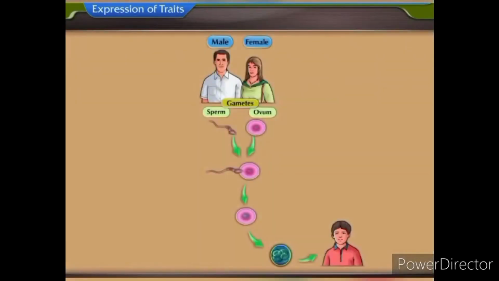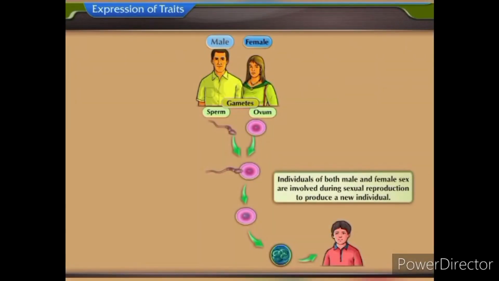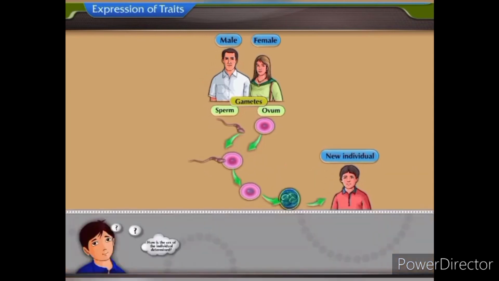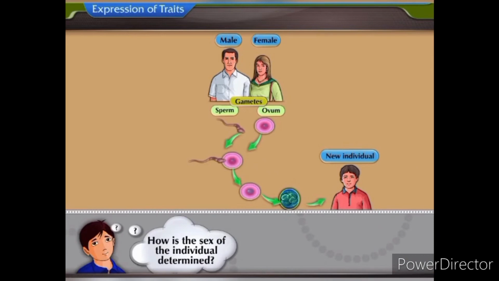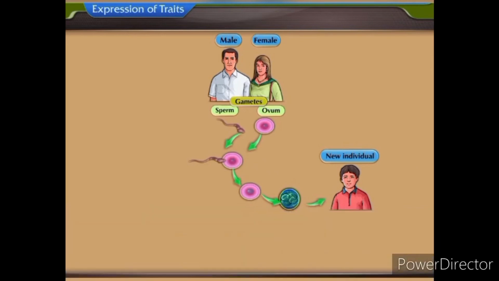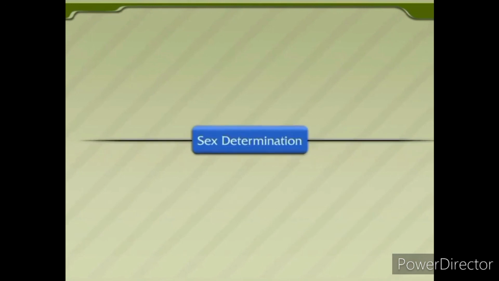In higher organisms, individuals of both male and female sex are involved during sexual reproduction to produce a new individual. How is the sex of the new individual determined? Let us study this. Sex determination.